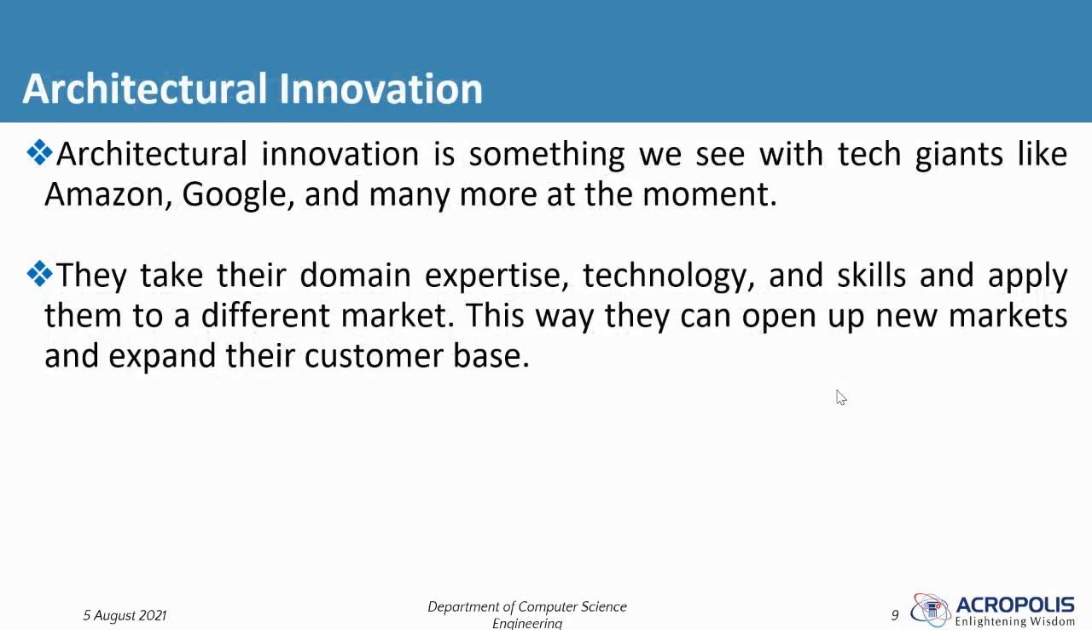Architectural innovation. Architectural innovation is something we see when a tech giant like Amazon, Google, and many more take their domain expertise, technology, and skill and apply them to a different market. In this way, they can open new markets and expand their customer base. Like some firms have leveraged solar cell technology to produce small outdoor ground lighting. This created a whole new group of consumers who decorate their yards with these environmentally friendly lights.